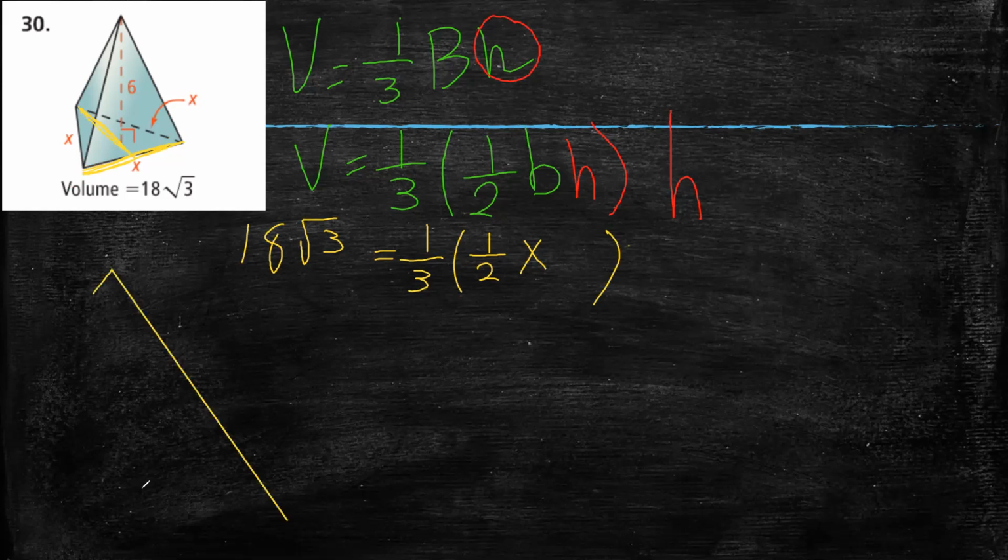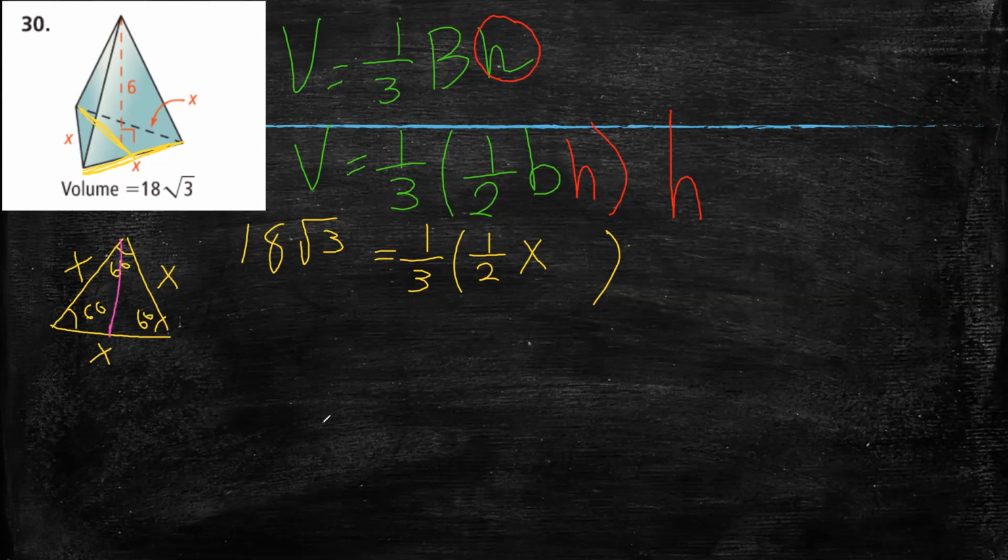Let's go now to the triangle at the base. Here we have x, here we have x, here we have x. In the equilateral triangle, we all know that all the angles and all the sides are equal. What does it mean? That every angle is 60. All of them are 60. And here is 60. I need now to find the height, which is here. I need to find the length of the height.